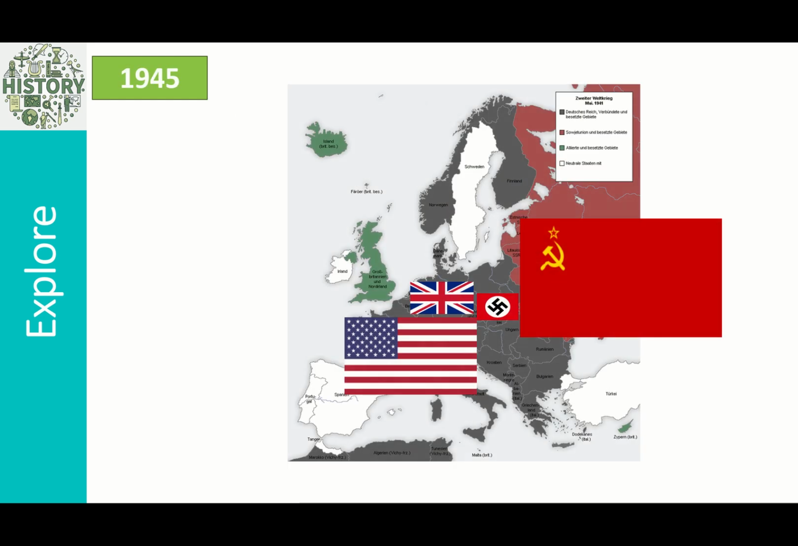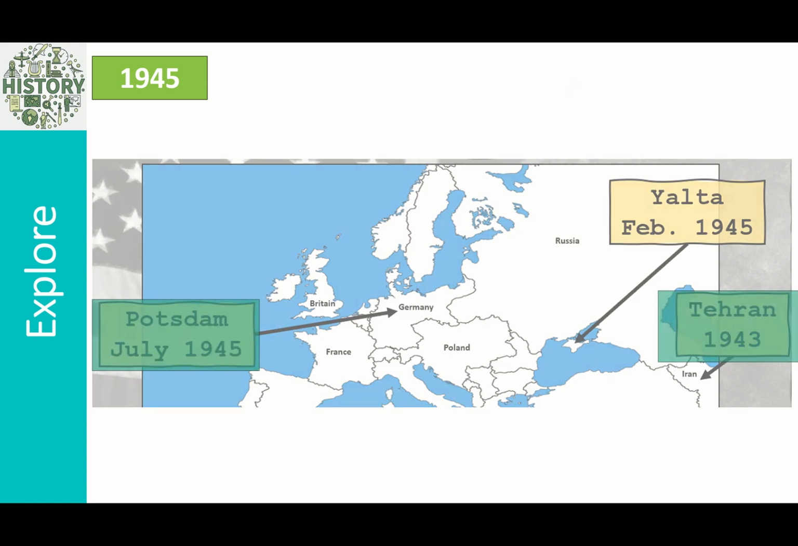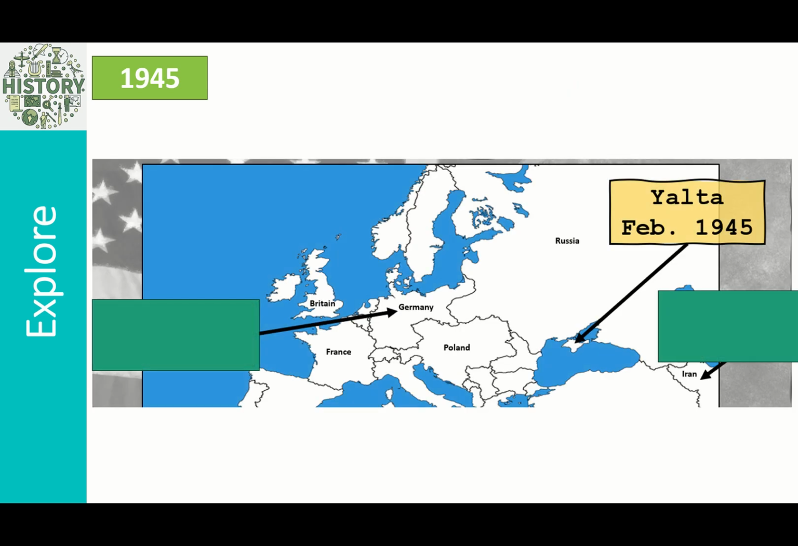And here's the situation by 1945. This is around about April 1945. We have Britain and America fighting Germany from the west, and we've got the USSR advancing in on the east. And they meet again at Yalta.